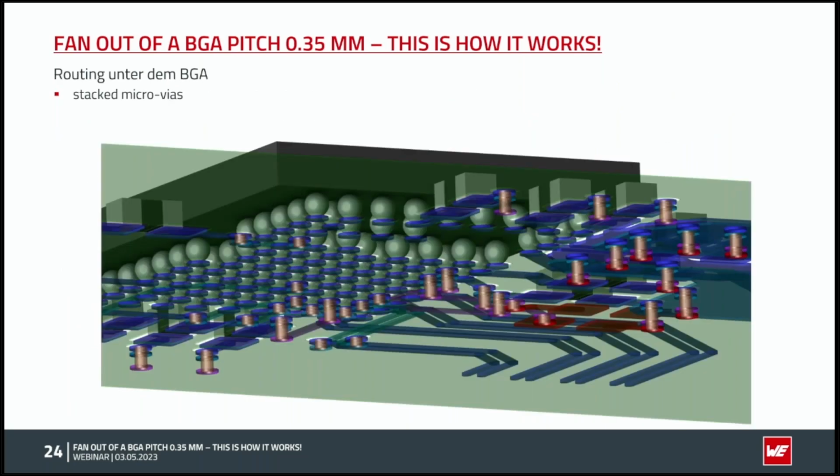The last picture in the presentation is this three-dimensional view of that construction. You can see the BGA component, some capacitors and resistors around that. Here the differential pairs on the top layer. Also you can see the stacked microvias in that construction, and here are the routed differential pairs on layer 2.